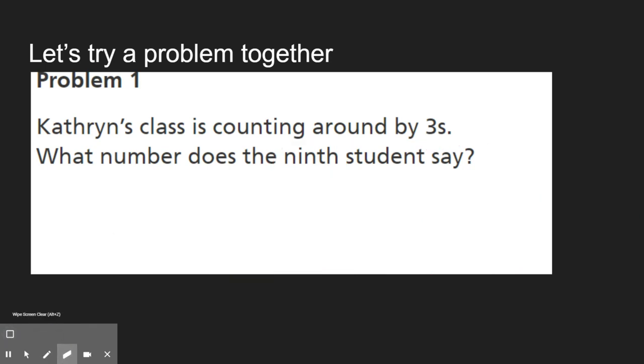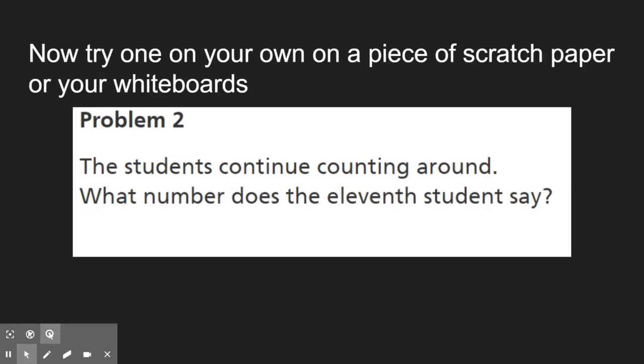So let's, I found a shortcut to do that. Perfect. Okay. So next, now you're going to try one on your own piece of paper, but since you did that in class, we're just going to do this together. Problem number 2 says, the students continue counting around. What number does the 11th student say?